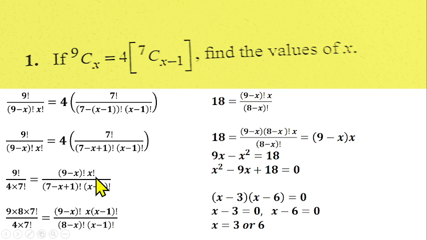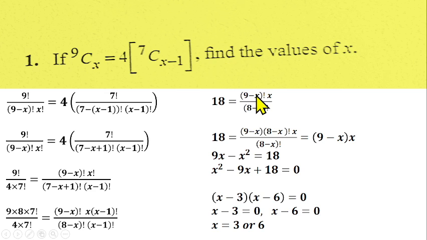Then also we can expand this x factorial, so that should give us x into x minus 1 factorial, so that x minus 1 factorial can take care of x minus 1 factorial here. So if that is the case, let's do this: 7 factorial cancels 7 factorial. That means we have 9 times 8 left over 4. Then 4 can go in 8. That will give us 2 times 9, which is 18. Then the x minus 1 factorial cancels x minus 1 factorial. So you are left with 9 minus x factorial multiplied by x over 8 minus x factorial.